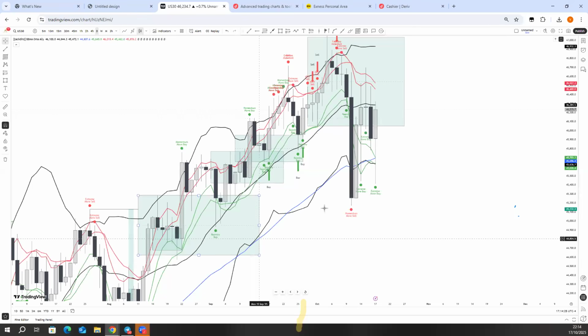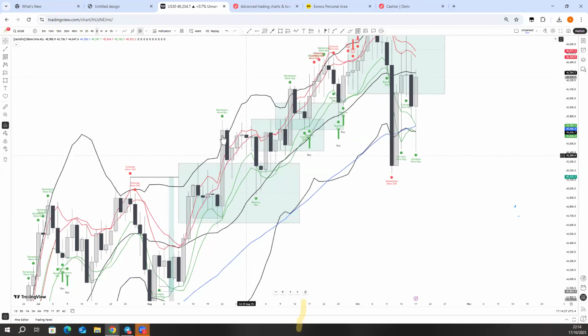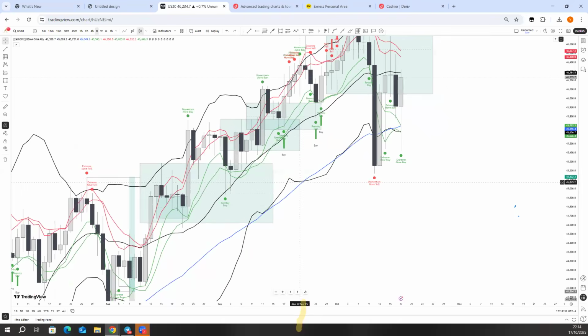Some people use Bollinger Bands in a way that whenever price goes out of the Bollinger Band, they look for a reversal. They start selling for price to come back inside. It works, but when it comes to BBMA, it's different.